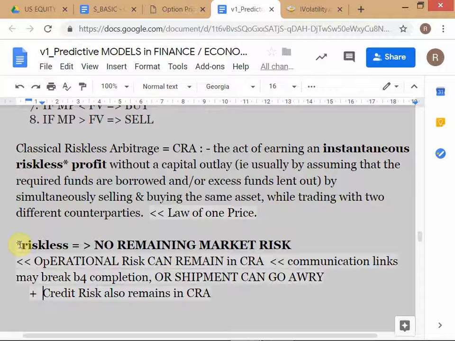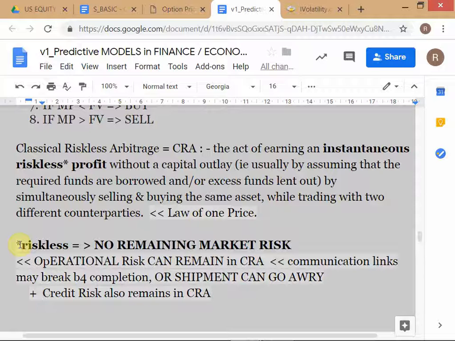There is no default by the other party. There's no credit risk. If nothing goes wrong on these fronts, then you have locked in a 10 rupee profit. This is what riskless means: instantaneously you lock in the 10 rupee profit, which you'll be able to enjoy, assuming that no other type of risk creates a problem. Are you following what I'm saying? Yes. Okay, all right, so this is what is meant.